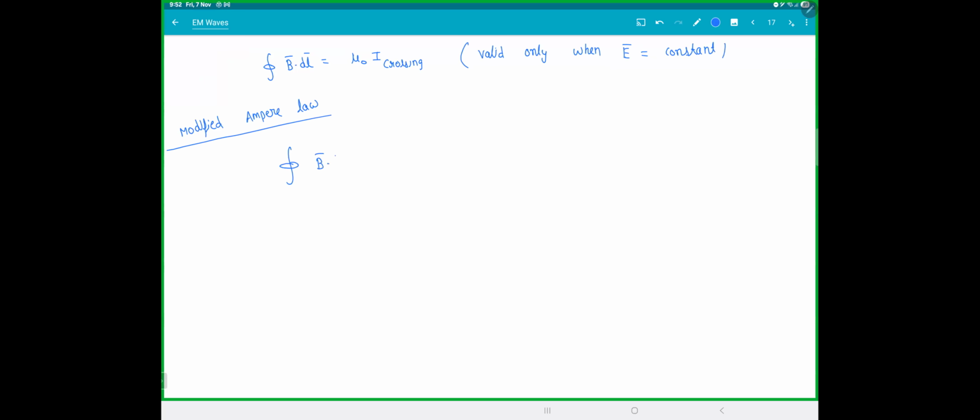So integral B dot dl is equal to mu naught I crossing. So basically this takes care of the magnetic field due to current wires. And we create a new current called displacement current. That's a new terminology. So now in this formula, this B bar is due to current wires and time varying E bar.